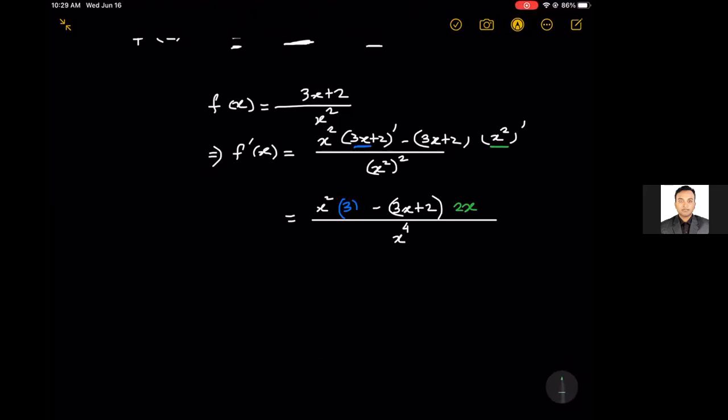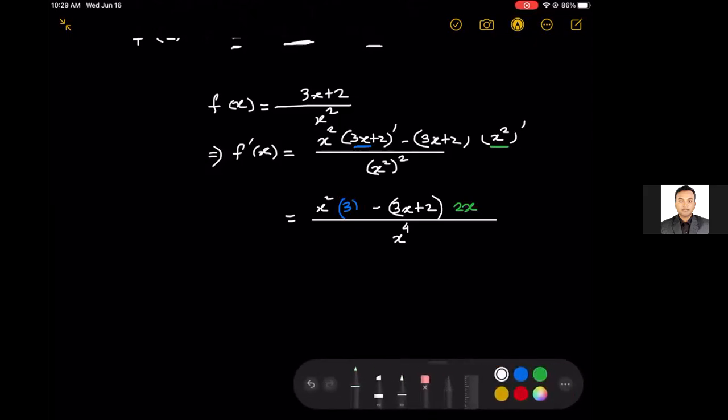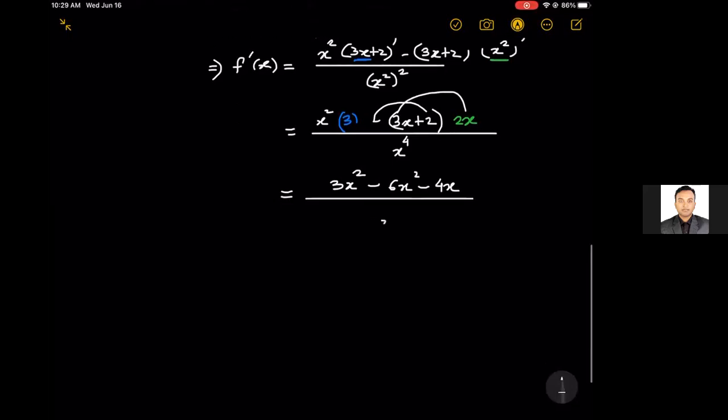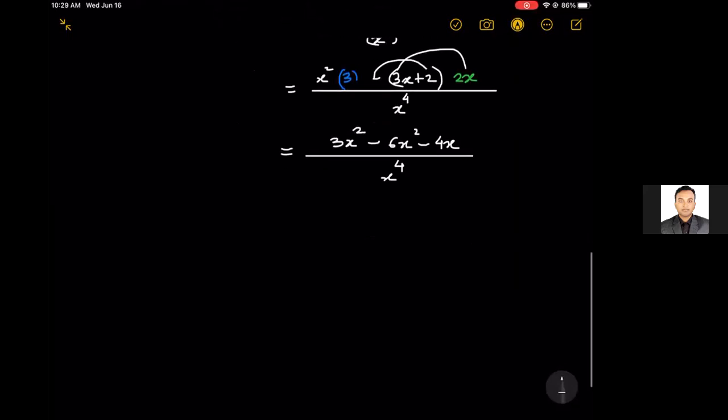Okay, let's see if we can simplify it just a little bit more. Let's just try and do some algebra. So it's 3x squared. This will give us a negative 6x squared. And this will be a negative 4x over x to the 4th. So it will be a negative 3x squared from this 2 minus 4x over x to the 4th.